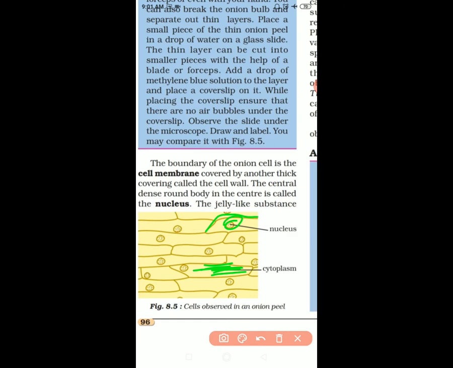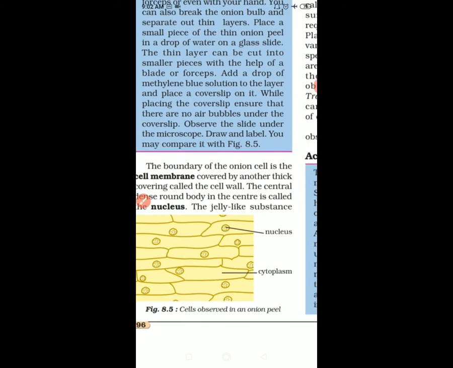This is about a cell, right? The boundary portion, that is the cell membrane, the center one, the nucleus, and the jelly-like substance between the nucleus and the membrane, it is the cytoplasm. Okay? This membrane gives the shape to the cell.